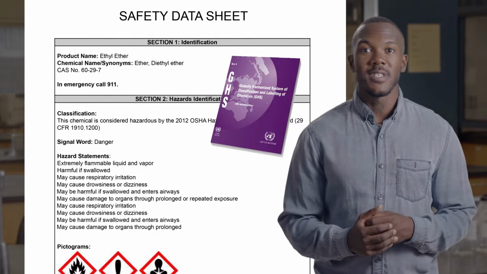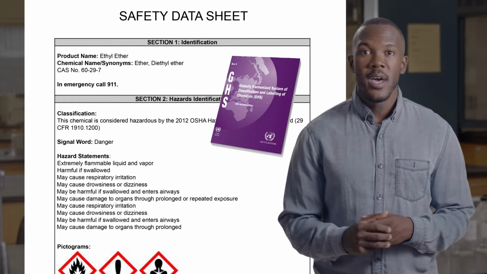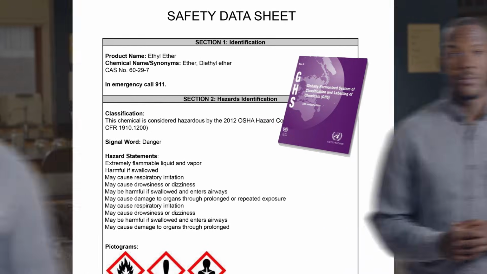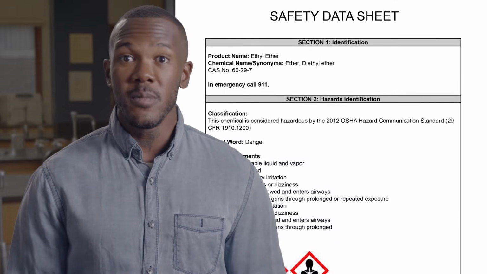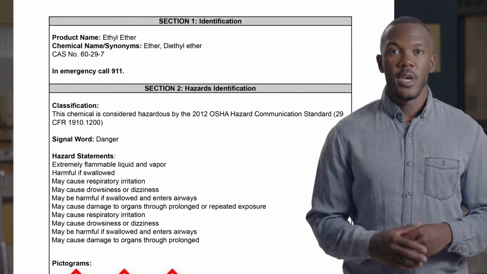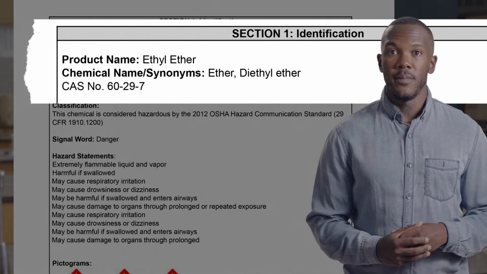All SDSs have the same 16-section format, but we'll only look at the 7 sections related to recognizing hazards. Now let's take a closer look at the SDS for some chemicals commonly used in the lab. Section 1 identifies the chemical. It's crucial you have the SDS for the right one.